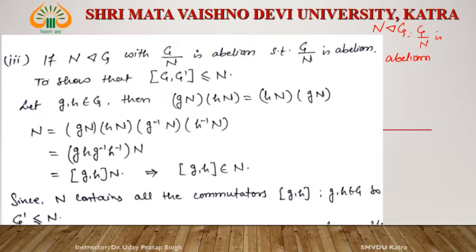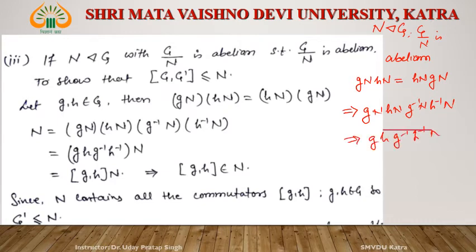Okay, then gn hn is equal to what? hn gn, or this thing you can write as gn hn g inverse n h inverse n. Okay, and this thing can be written as gh g inverse h inverse capital N. See here, gn hn is equal to hn gn. Why? Since G by N is abelian.